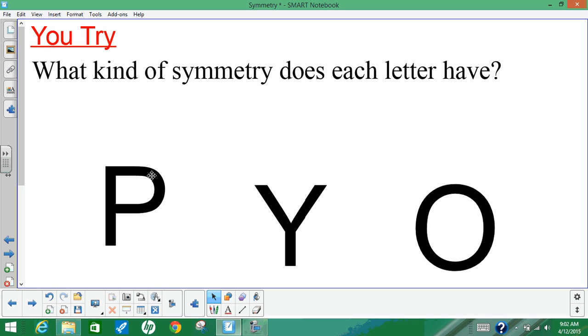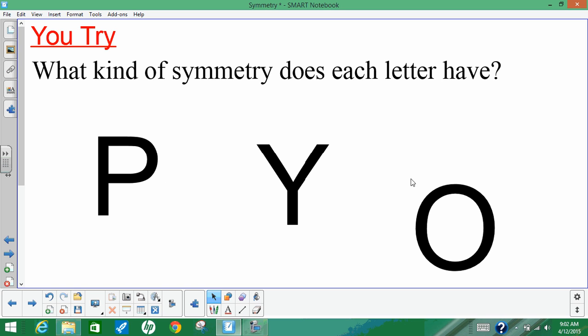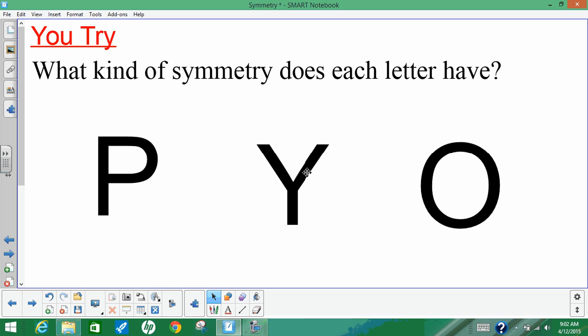So what I want you to do is look at these letters P, Y, and O, and determine whether they have point symmetry, line symmetry, if they have both, if they have multiple lines of symmetry. Try those three, and we'll discuss them in class.